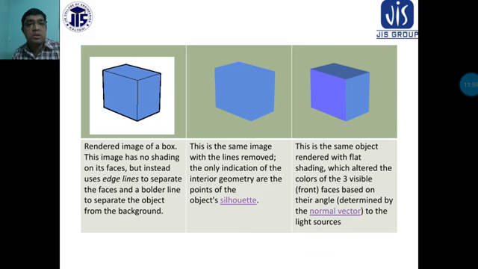The first one is the rendering of the box. This image has no shading on its faces, but instead uses edge lines to separate the faces and border lines to separate the object from the background. The final shading comes in the third object, with shading on the sides.